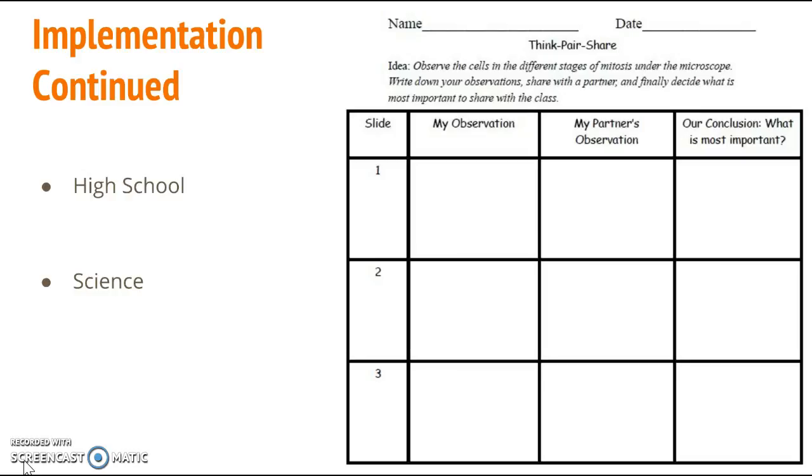And then high school, a science class, this one is the observation one I was talking about. The idea is to observe the cells in different stages of mitosis under a microscope, and then write down your observations, share with your partner, and finally decide what's important to share with the class. And then you come up with your conclusions. So you have so much more data to work off of.